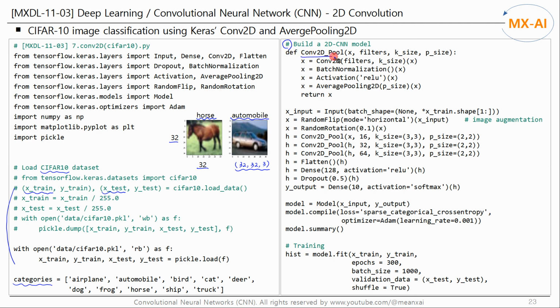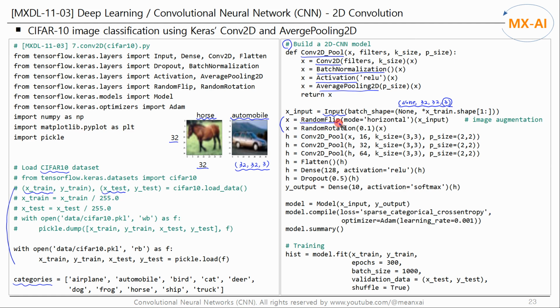I wrote a function that sequentially performs a 2D convolutional layer, batch normalization, ReLU activation, and a 2D average pooling layer. Create an input layer. The input layer receives four-dimensional data like this. The last dimension is 3, which is the number of RGB channels. And I performed image augmentation on the input data. This is to prevent overfitting.